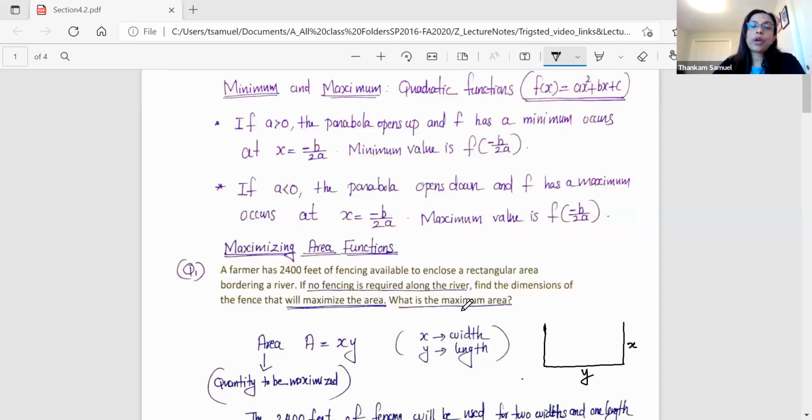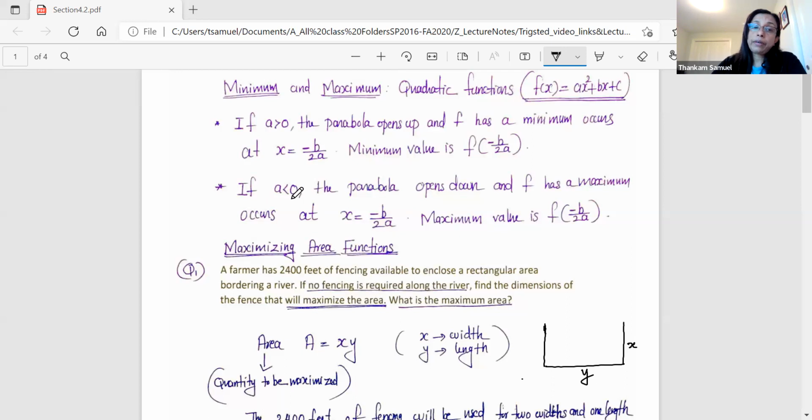Hello, today we are going to talk about quadratic functions. Let's consider the quadratic function f of x equals ax squared plus bx plus c. You know that a is the leading coefficient. If a is greater than 0, the parabola opens up and the function has a minimum at x equals negative b over 2a, and the minimum value is f of this x value, that is f of negative b over 2a.